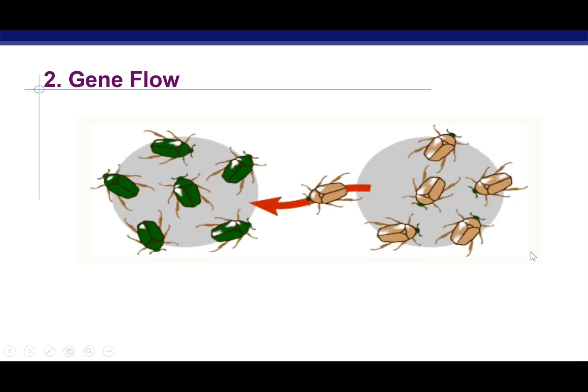So here's gene flow going back to our beetles. You have a population of brown beetles and you have a population of green beetles. One of the beetles from the brown population decides to leave, and it travels over to the green beetles where it's now going to interbreed and introduce its own genetics into that population. And now you're going to have the brown allele in the green population of beetles, which it wasn't there before. So this is gene flow.